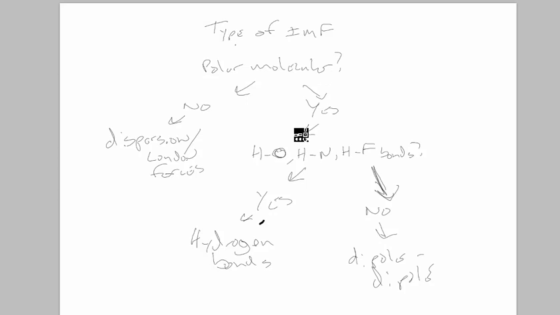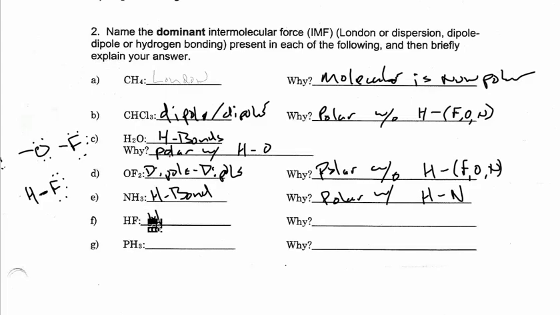Is the molecule polar? Yes. Are there hydrogen to fluorine bonds? There are. So that means we're going to go down this way, and then there's going to be hydrogen bonding. So this is going to be H bond, because it's polar with hydrogen to fluorine bonds.